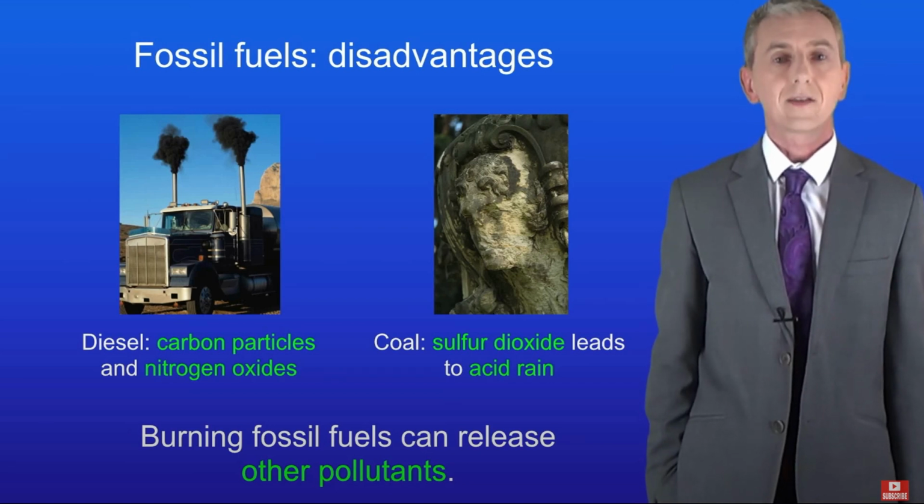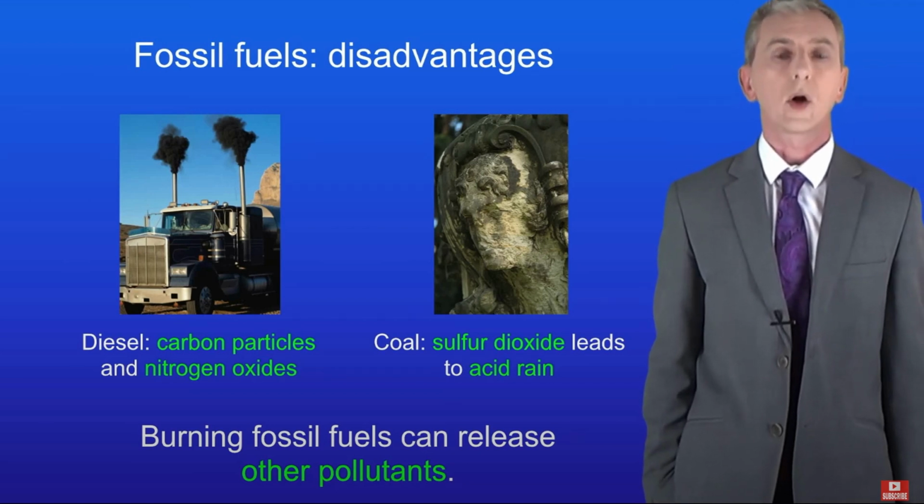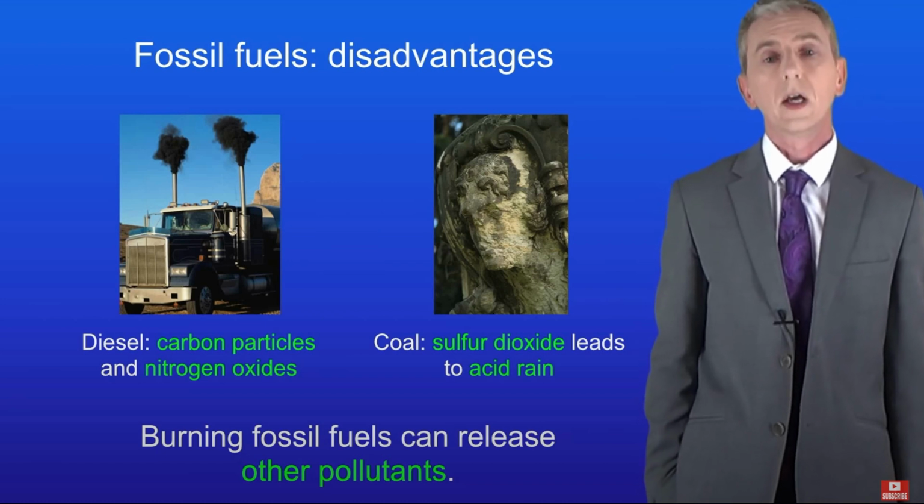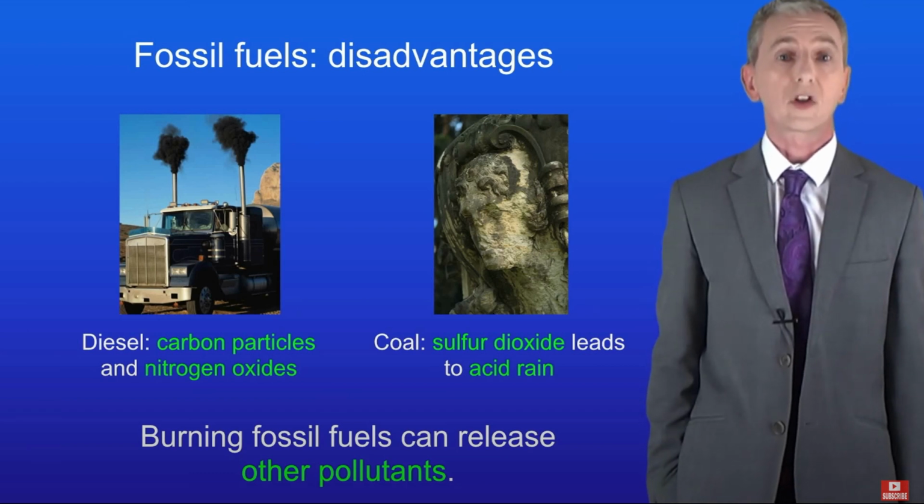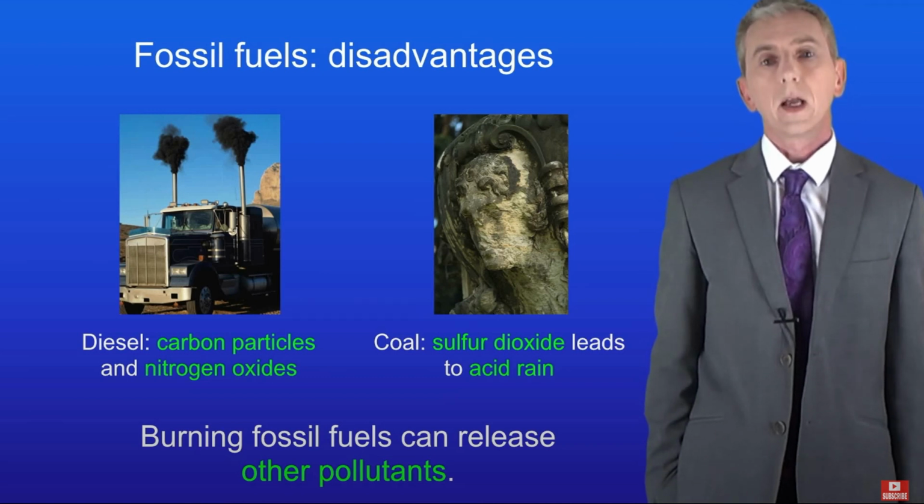For example, burning diesel in cars and lorries releases carbon particles and nitrogen oxides. We now know that both of these are extremely dangerous to human health. Burning coal can produce sulfur dioxide, which leads to acid rain, and this damages buildings and trees. In the next video, we're going to look at renewable sources of energy.